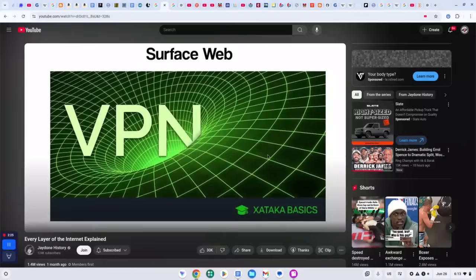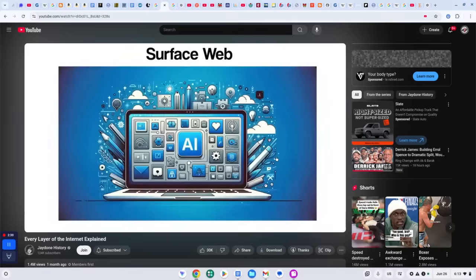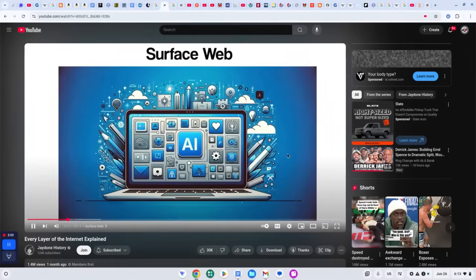The surface web continues to evolve with advancements in technology, and the increasing use of interactive features and AI-driven tools has transformed how users interact with websites.